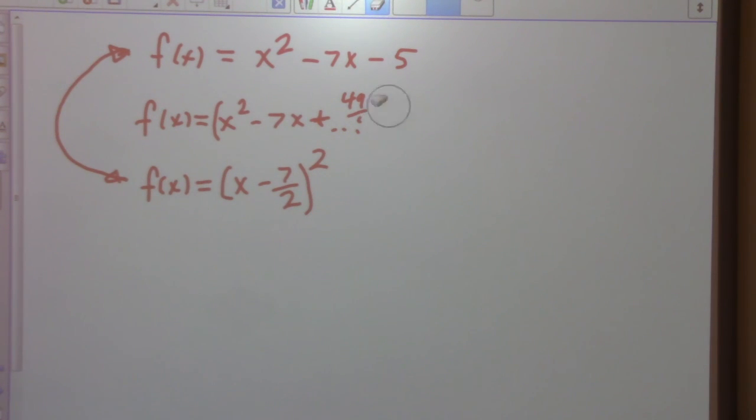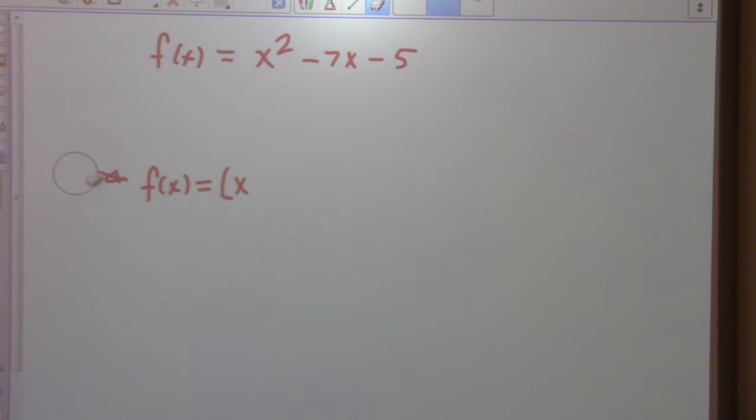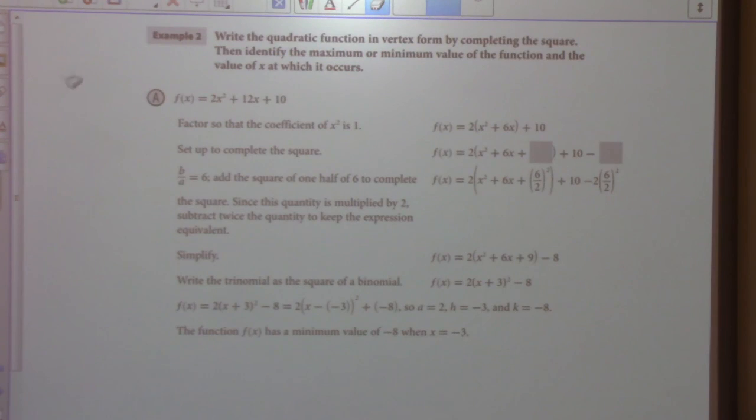Let's go look at this here. Now we're going to get to the example in the book. Here's the book example right here. What they do is they show a more complex example right off the bat, and that's why I want to introduce some easier ones. I want to do it my own way, so it's 2x squared plus 12x plus 10. So f of x equals 2x squared plus 12x plus 10.